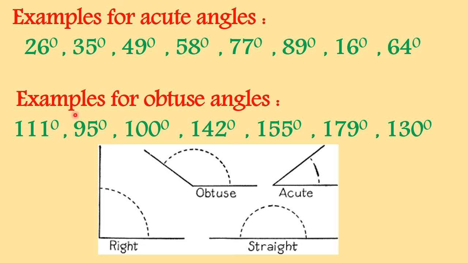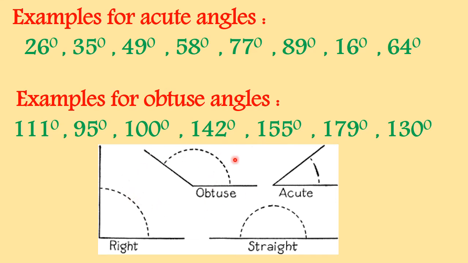Then I am moving to obtuse angles. As I told you earlier, obtuse angles mean greater than 90 degrees but less than 180 degrees. Here: 111 degrees, 95 degrees, 100 degrees, 142 degrees, 155 degrees, 179 degrees, 130 degrees. Here also we can see all these angles are in between 90 and 180.